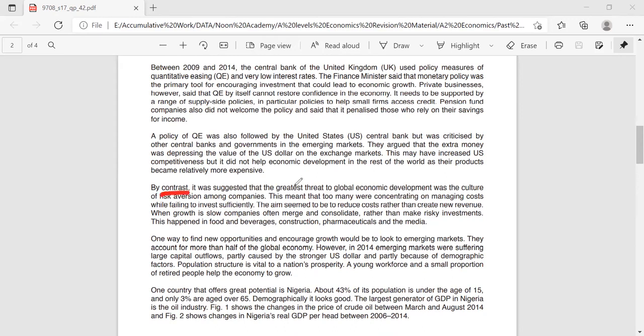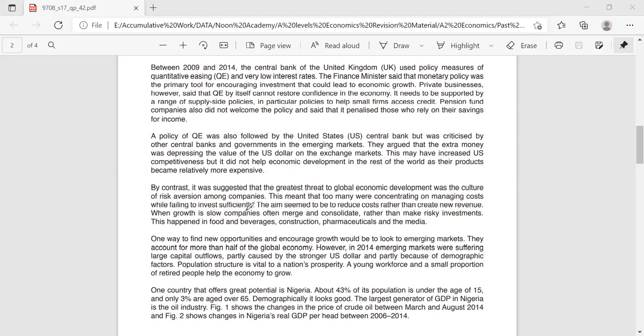Right. Okay. In contrast, it was suggested that the greatest threat to global economic development was the culture of risk aversion among companies. Now, this is very important. What is risk aversion? That people don't take risks. But in this case, we're not talking about people, we're talking about companies. This meant that too many were concentrating on managing cost while failing to invest sufficiently.